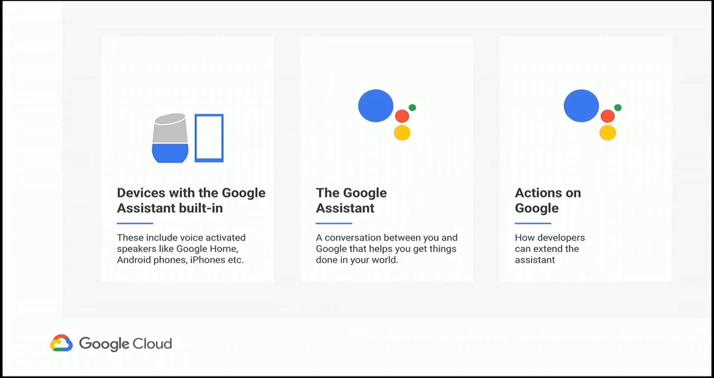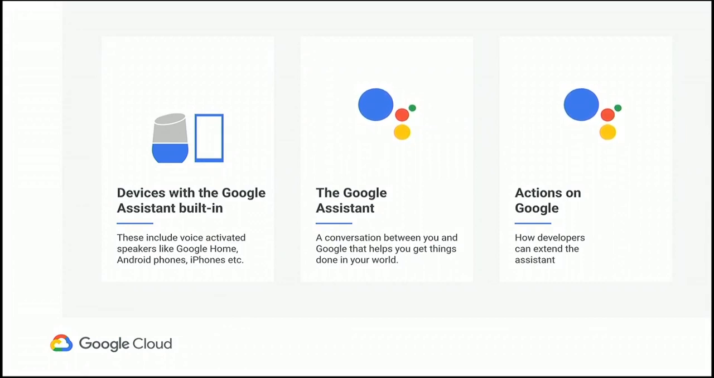There's the physical device. This is the phone or the smart speaker or whatever that has the assistant built in. There's the assistant itself, and that's sort of where you directly talk to Google. So you ask it, and it knows things like, what time is it? What is the weather? Tell me about my calendar, things like that. But then there are these actions on Google, and that's where we come in as developers. We can create sort of custom things for our users to interact with using their voice with our devices.